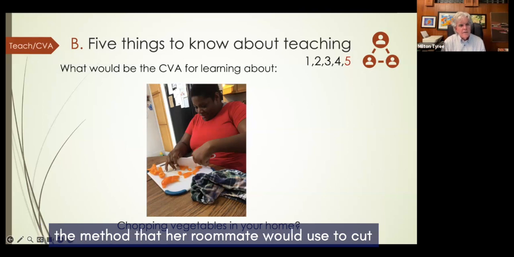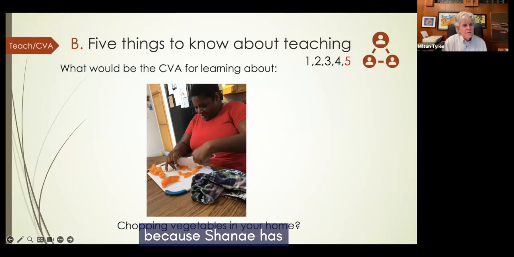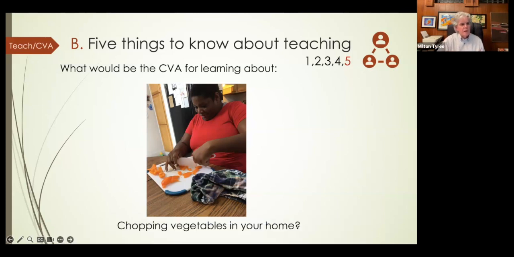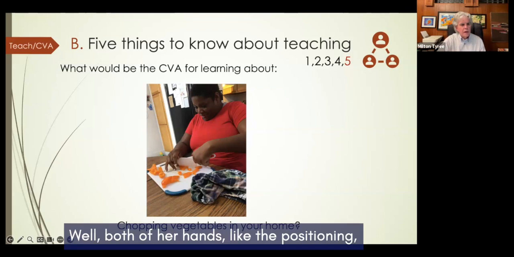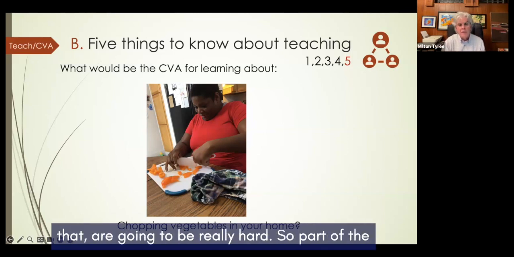So the method that her roommate would use to cut vegetables is a little bit different than Shanae's, because Shanae has her physical impairment. You may notice both of her hands, the positioning, doing fine motor movements and things like that are going to be really hard.